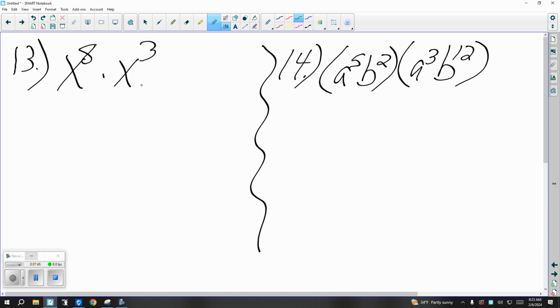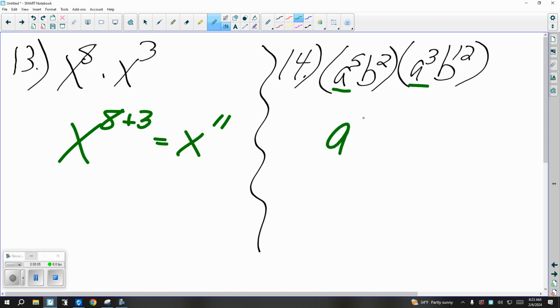No. Okay, so add the powers. X to the 8 plus 3 is x to the 11th. I know that was extra, but I just wanted to show you the property. I'm not going to do that again, I'm just going to add. So I'm going to add the a powers and get a to the 8th. I'm going to add the b powers and get b to the 14. And that one is done.